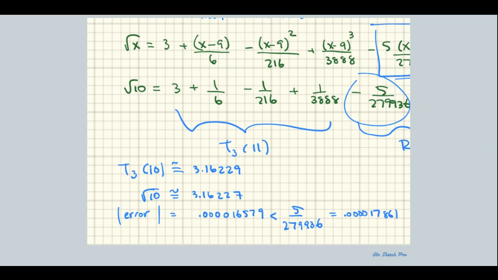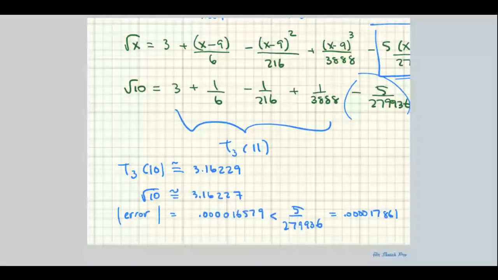The point of this exercise, again, was to show you guys that the actual error was less than the next term's maximum value. In this particular case, the maximum value for the next term was at x equals 10 in this interval, which gave me a value of negative 5 over 279,936, which we can see was actually bigger than the original error. So that's pretty cool, huh?